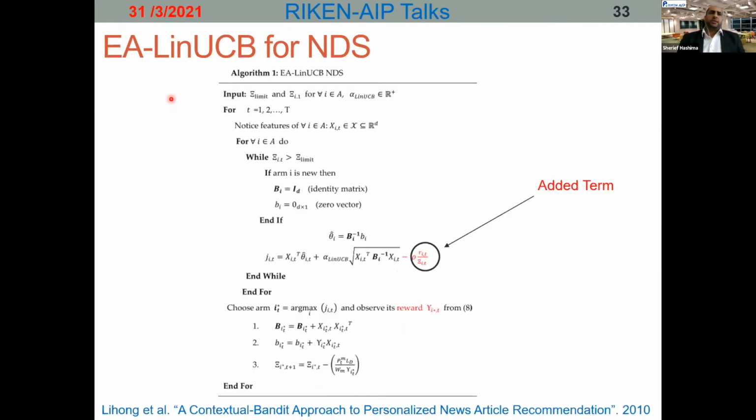We leverage two famous algorithms for contextual bandits, making use of the linear relation between Wi-Fi and millimeter waves. We leveraged the LinUCB algorithm by Li et al. 2010, and we added a term, which is the distance over the remaining energy, to the main equation of LinUCB to make it an energy-aware algorithm.